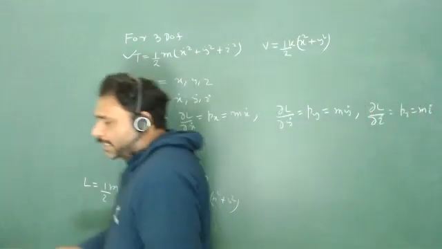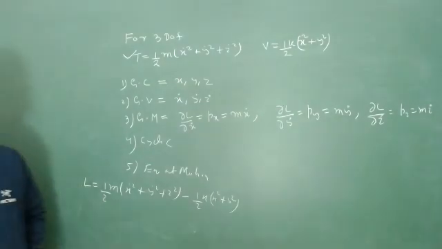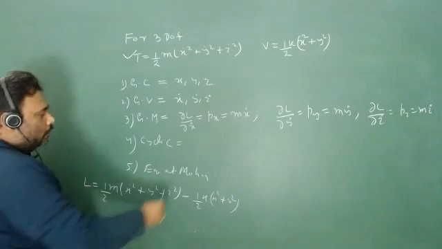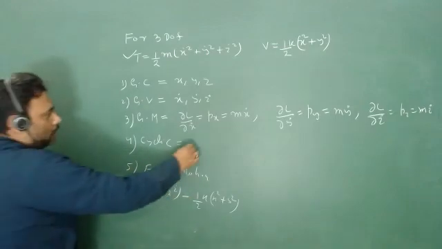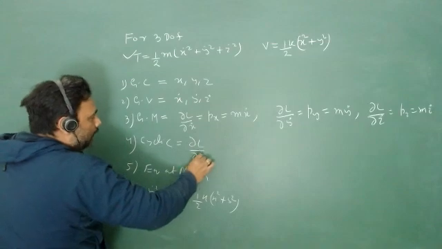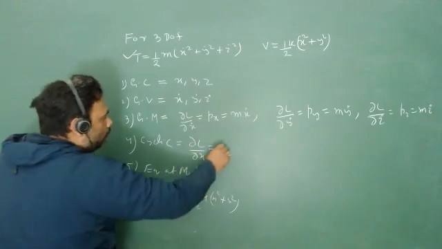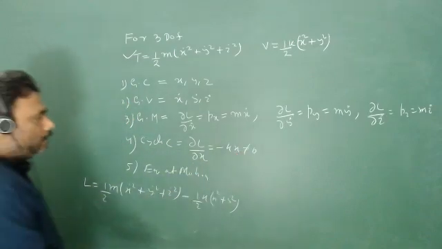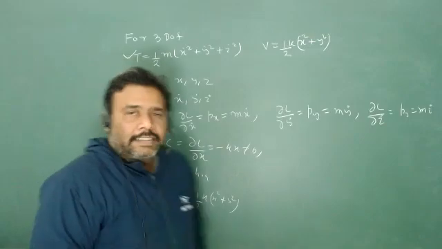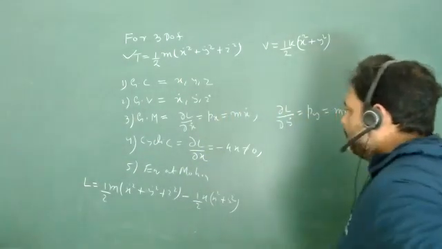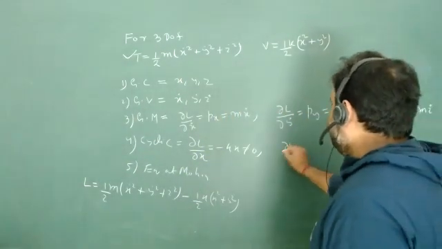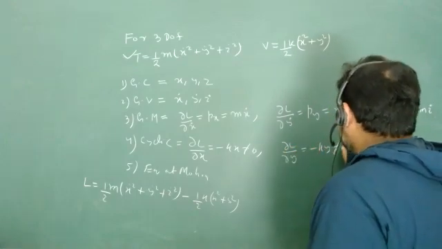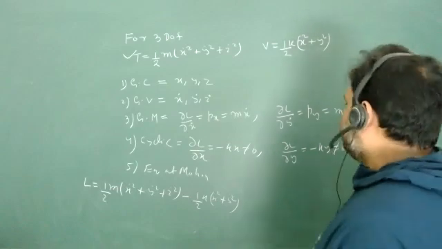Okay, let's try to figure out the cyclic coordinate. What is the cyclic coordinate? Is x a cyclic coordinate? No. If you find from here, del L upon del x is equal to minus kx, which is not equal to 0. So x is not a cyclic coordinate. Is y a cyclic coordinate? No. You have del L upon del y equal to minus ky, which is also not equal to 0. So it is also not a cyclic coordinate.